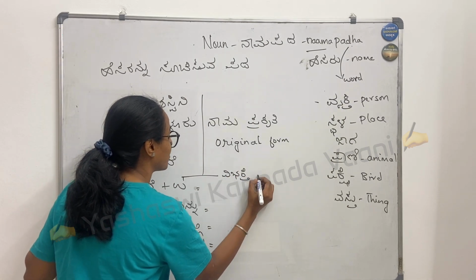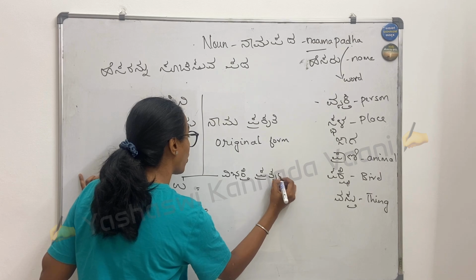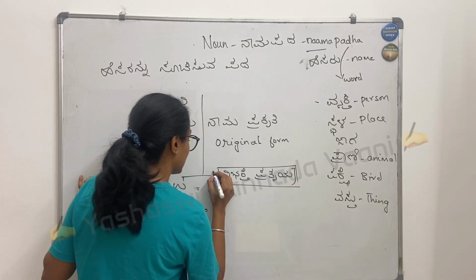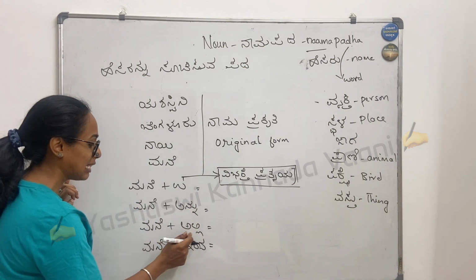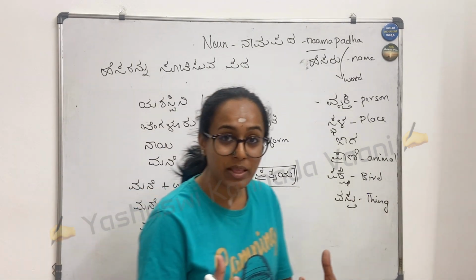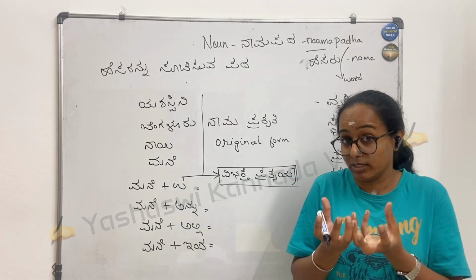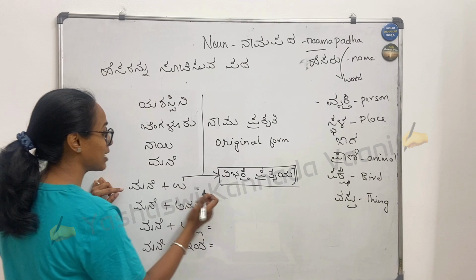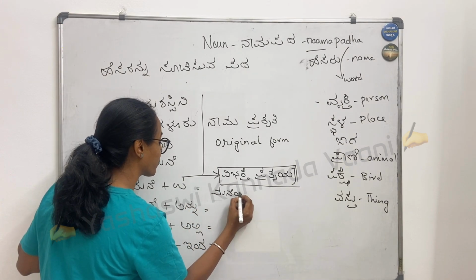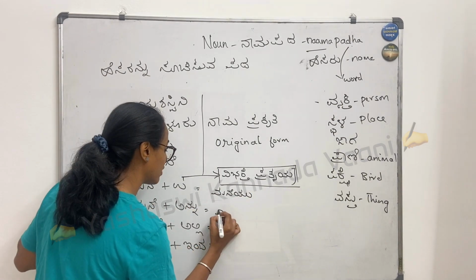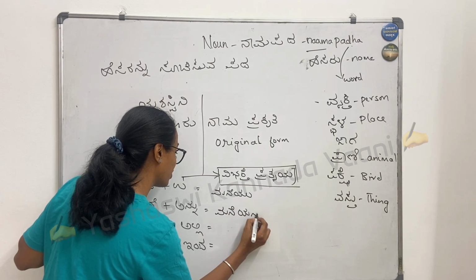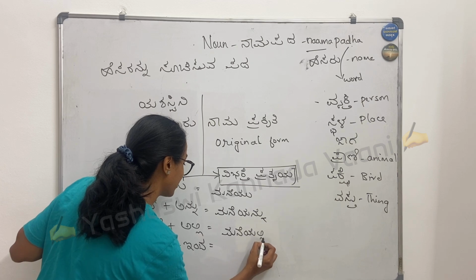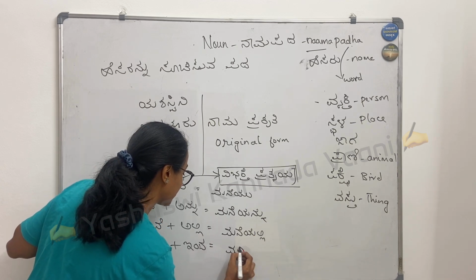Vibhakti Pratyaya. I have already taught you about the Vibhakti Pratyaya in the old videos. So these u, annu, alli, inda are like a suffix. I'm adding that to my root word to get one big compound word. Mane plus u will become maneyu. Mane plus annu will become maneyannu. Mane plus alli will become maneyalli. Very good. Mane plus inda will become maneyinda.